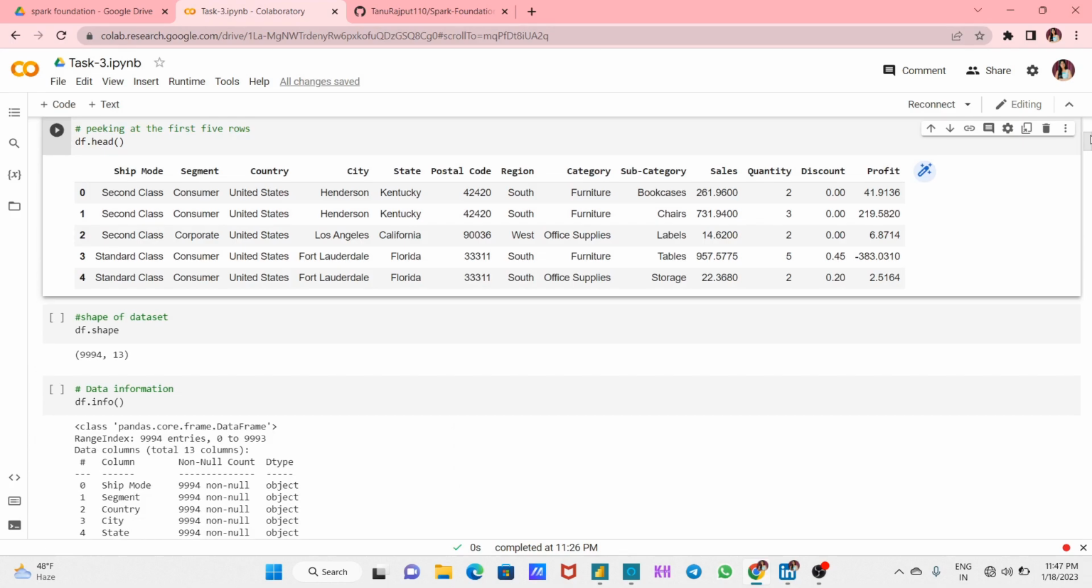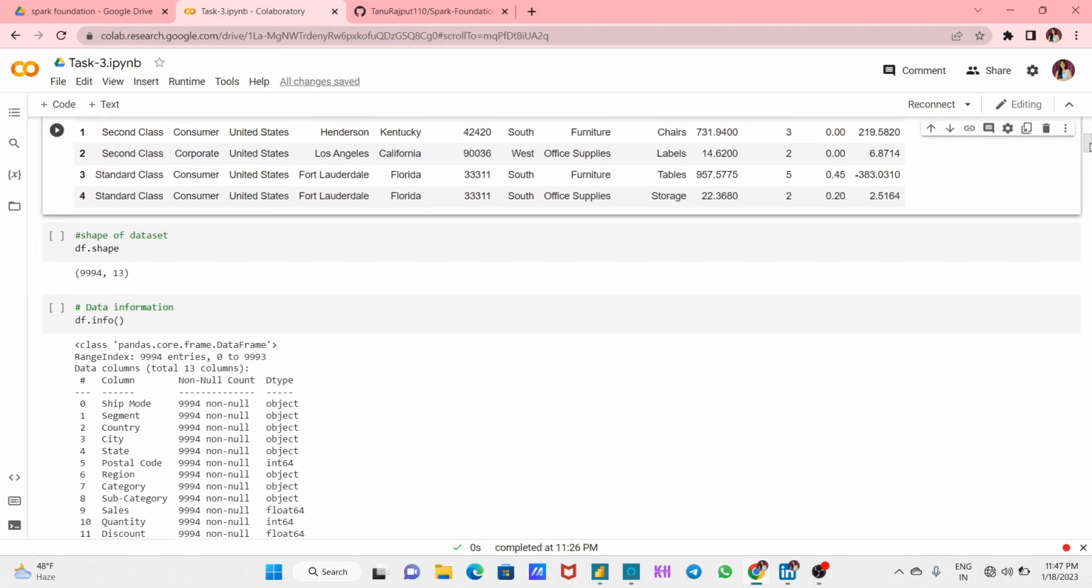So here, after peeking at the five rows and all the columns, we found out that we have a total of 9,994 rows and 13 columns.